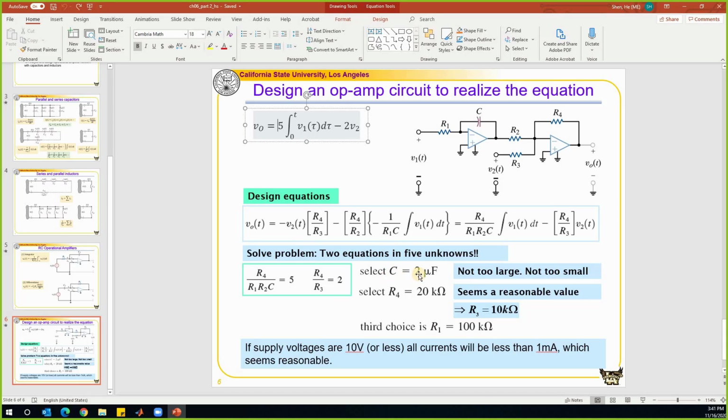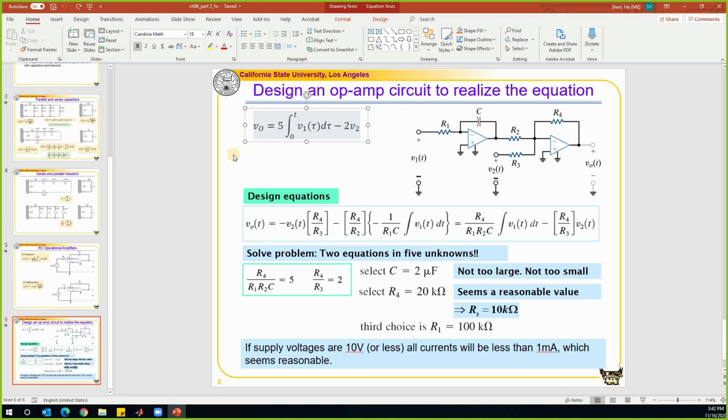So over here we can select C2 equal to 2 microfarad, and select R4 equal to 20 kilo ohm. If we select R4 equal to 20 kilo ohm, R3 will be determined because R4 over R3 has to be equal to 2. So R3 will be equal to 10 kilo ohm. And because we only selected 2 of them, we have 5 unknowns and 2 equations, it means that we can select the values for 3 variables. So we can select R1 equal to 100 kilo ohm. By selecting all these 3, we'll be able to solve the other 2. So this is how we select the resistors.